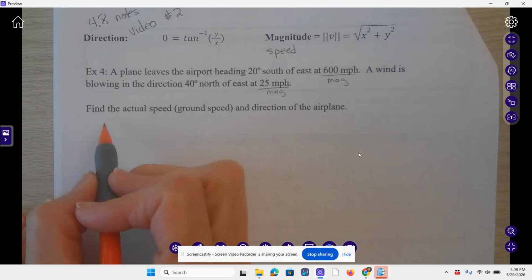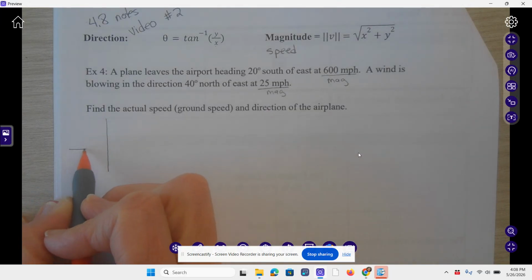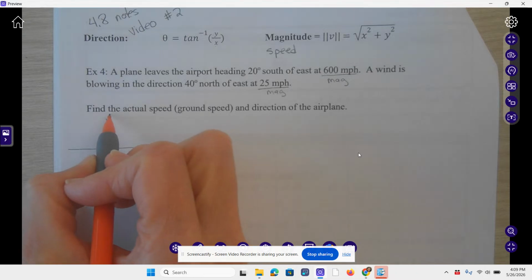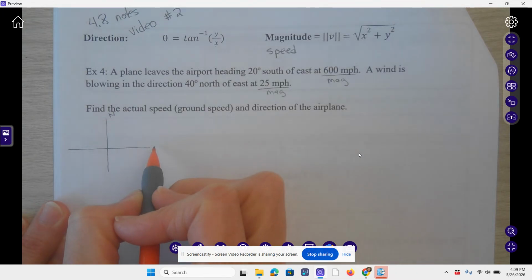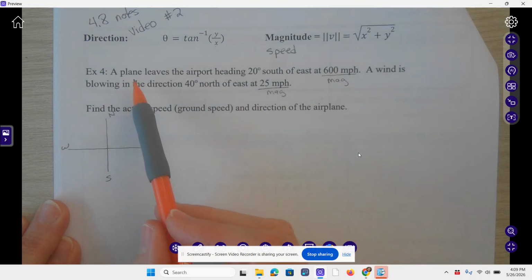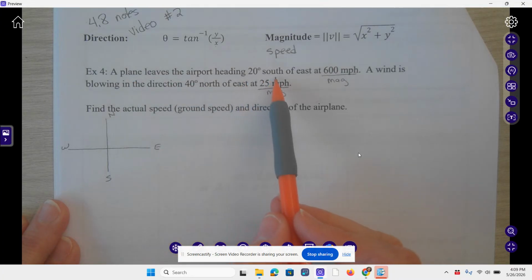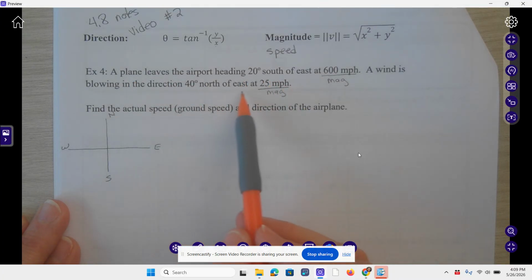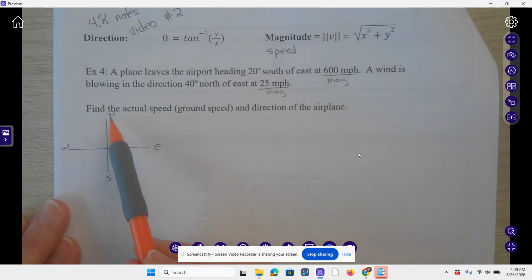So you want to draw basically a north, east, south, west. So kind of like a coordinate grid, but you're going to want those directions on there because as you can see, they're using this south of east and north of east. So never eat shredded wheat or never eat soggy waffles, whatever you use there.